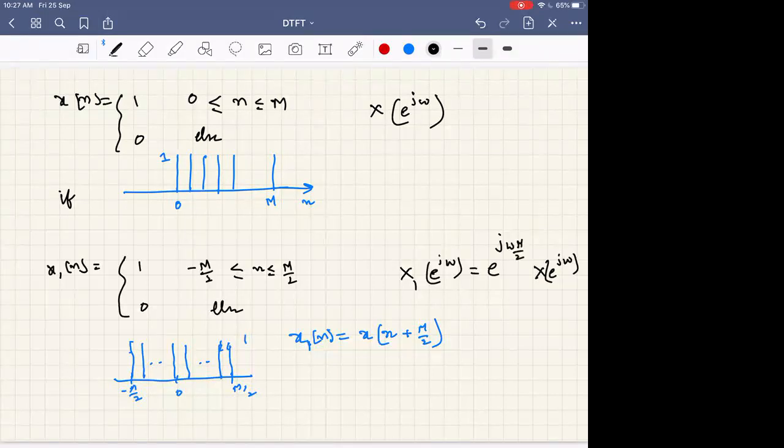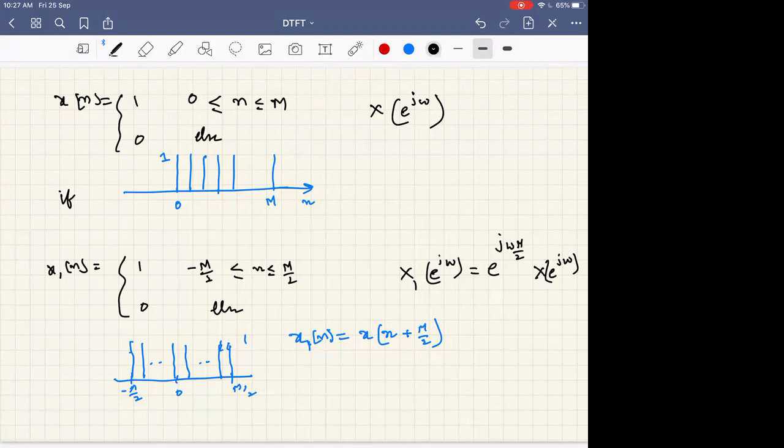Is this correct? Yes, sir. Okay, so I will leave it to you to find explicitly what x of e power j omega is. I think you can simply use first principles and find it. So I leave it at this point for you to find this. Okay, fine.